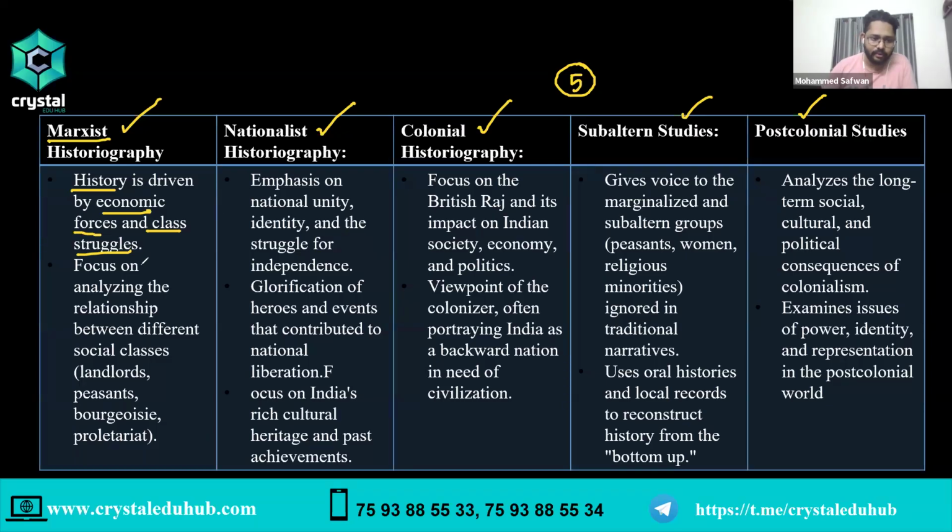Okay. And as part of that, they focus on analyzing the relationship between different social classes like landlords, peasantry, bourgeois, proletariat. There are many social classes. And these Marxist historians are trying to understand how the relationship between the landlords and peasantry was, and how the bourgeois and proletariat approached this economic system. This Marxist historiography tries to understand and analyze historical evolution from an economic perspective.